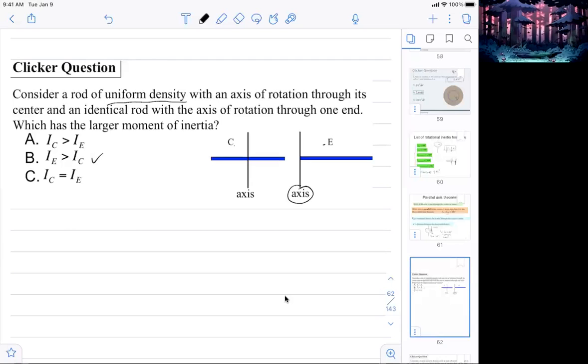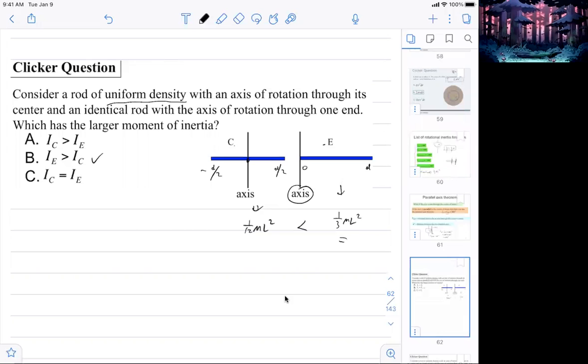Even without the parallel axis theorem, you could have done the integration like what we did in the previous class. We did the integration from negative L over 2 to L over 2, and we calculated this to be 1/12 ml squared. If we integrate from 0 to L, we got 1/3 ml squared. So this one is bigger.